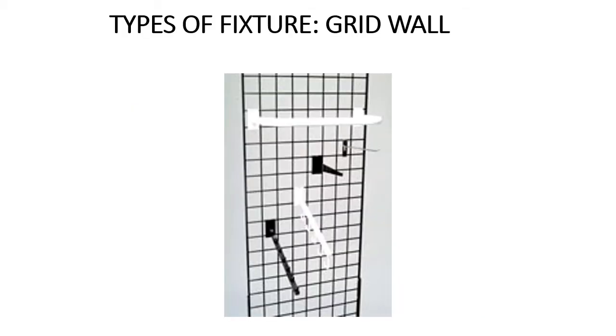Grid wall. Grid wall also has a similar combination. Grid wall is a series of wire panels fabricated in a variety of grid-like patterns, permanently fastened to store walls by brackets and screws. Both slat wall and grid wall systems require a unique type of hardware bracket on each garment rod, crossbar, straight or waterfall.